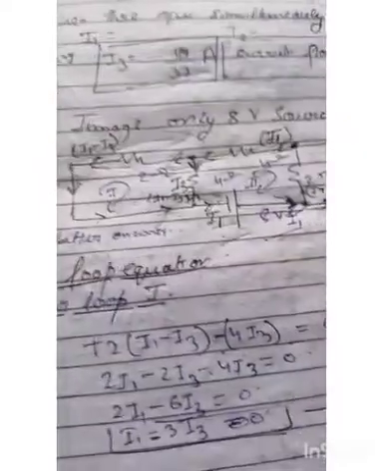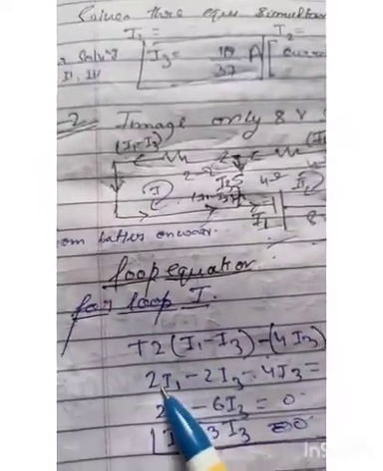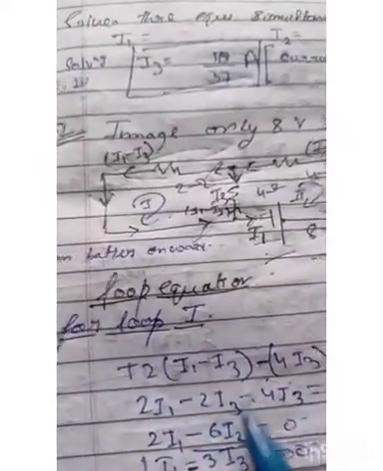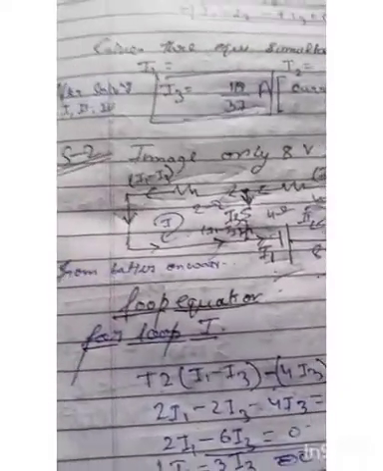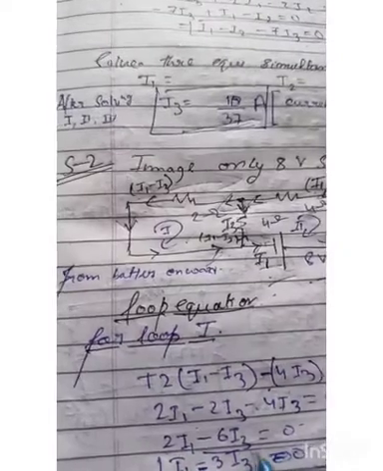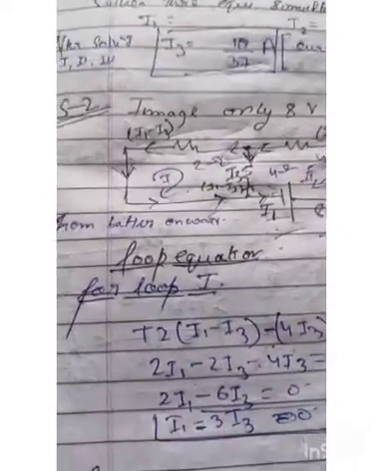We equate it to 0. We solve it: plus 2I1 minus 2I3 minus 4I3 equated to 0, so 2I1 minus 6I3 is equal to 0. I1 is equal to 3I3. We name it equation number 1.